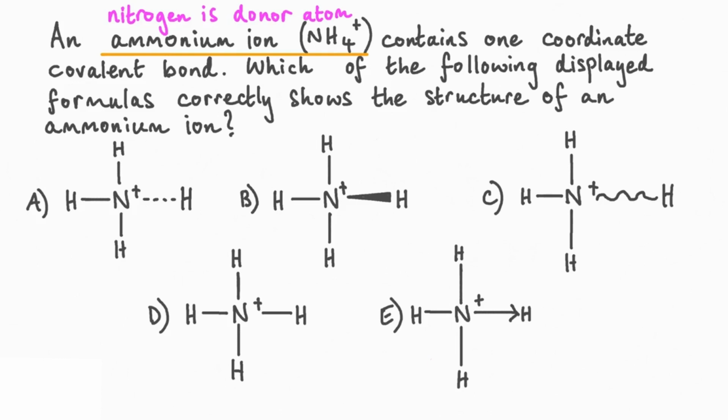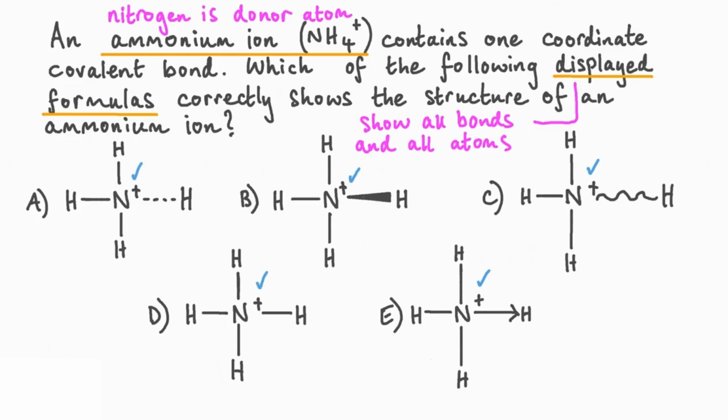In the ammonium ion, which has the formula NH4+, nitrogen is the donor atom as far as the formation of the coordinate covalent bond is concerned. We're being asked to identify the displayed formula of the ammonium ion in this question. The displayed formula shows all bonds and all atoms in the structure. All of our possible structures here show the correct number and type of atom for the ammonium ion. Each possible structure contains one nitrogen atom and 4 hydrogen atoms. All of our possible structures have the positive charge located in the right place.